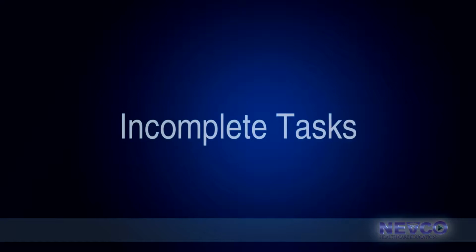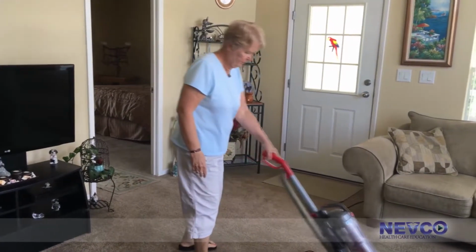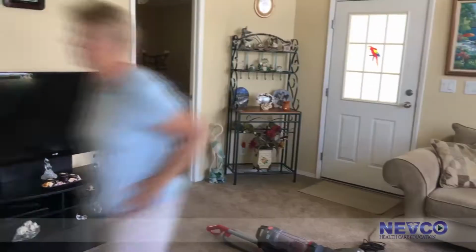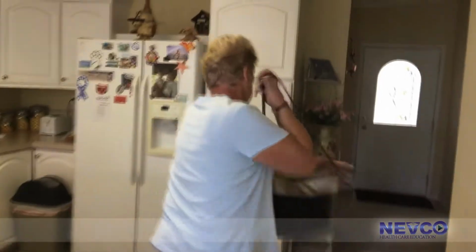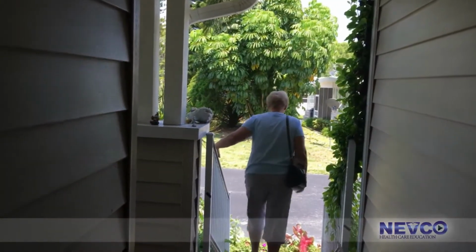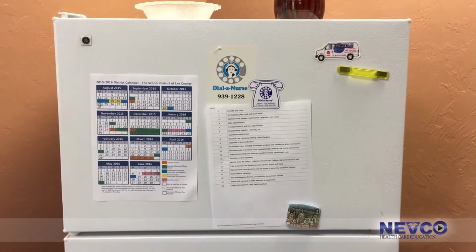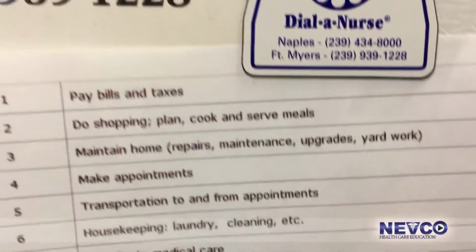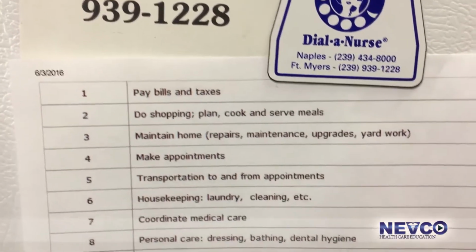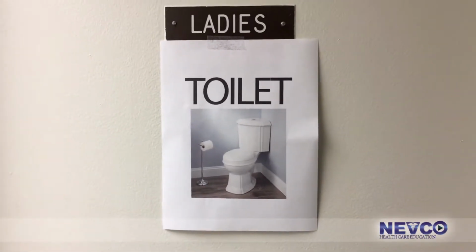Incomplete tasks. In the first stage of Alzheimer's disease, as memory begins to wane, people will have difficulty completing tasks requiring multiple steps. This escalates through the first stage and into the second stage. You can assist in task completion by keeping instructions simple, posting step-by-step instructions to complete a task, and putting pictures or names on doors. For example, a picture of a toilet on the bathroom door.